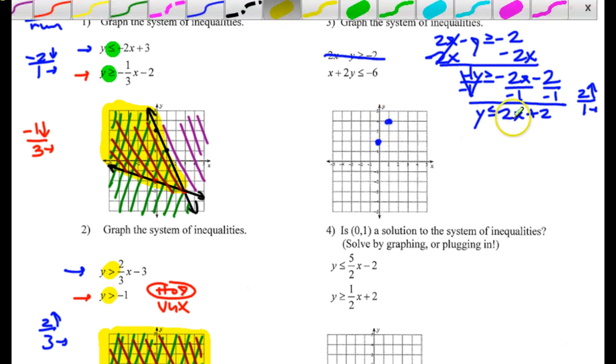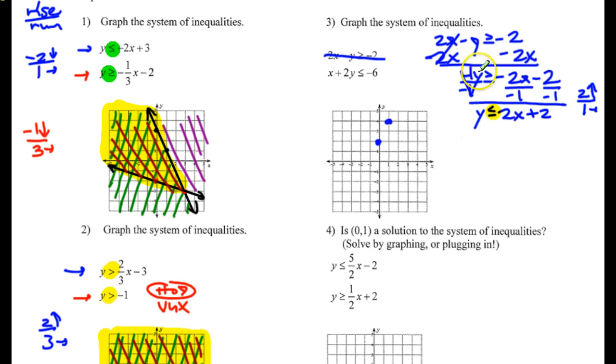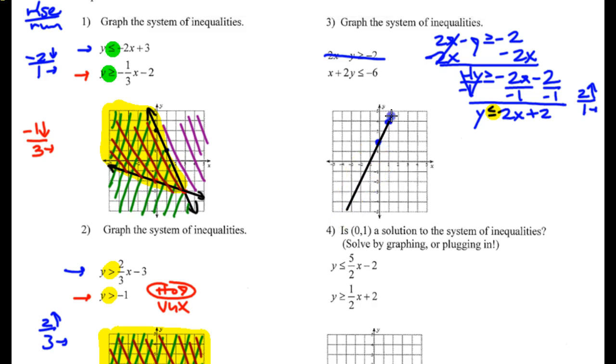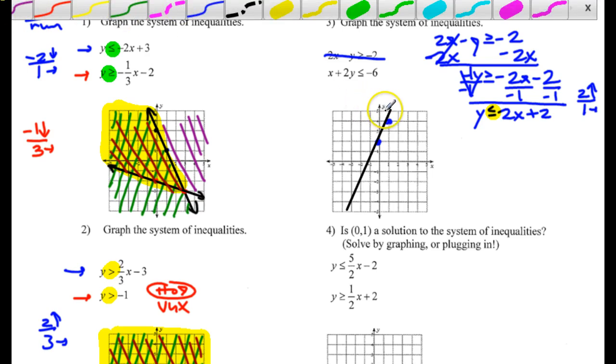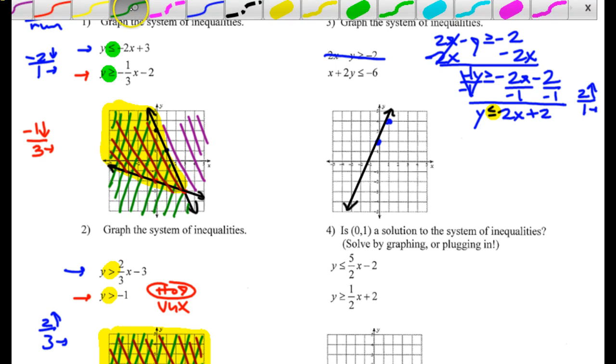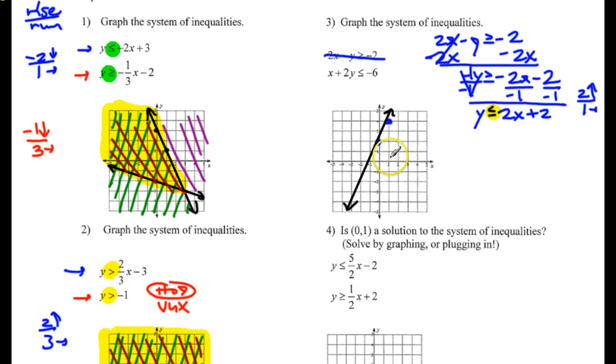Okay, now let's look at the sign. That's less than or equal to. Because it's or equal to, we're going to use a solid line. And then I'll go and put my arrows on it. And now I'm going to have to shade it. Because it was y is less than this line, I'm going to shade under it the whole way. Get the whole graph under it, anything under that line.